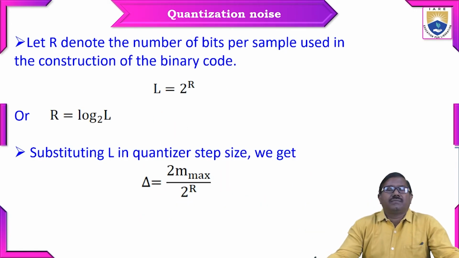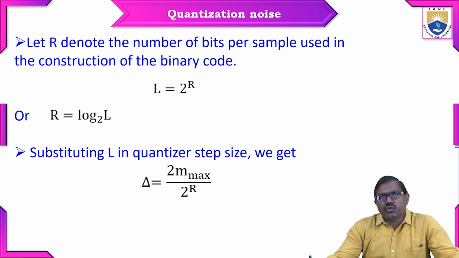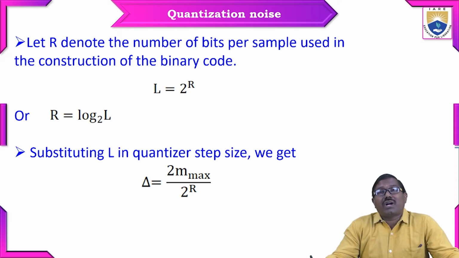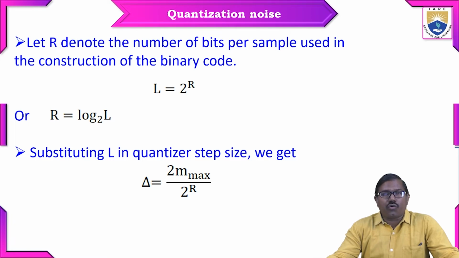Okay, and next, let R denote the number of bits per sample used in the construction of the binary code. Why? Because we know the procedure of how to convert an analog signal into digital. It is nothing but ADC, analog to digital conversion: sampler, quantizer and encoding. After quantizing we have encoding. So how many bits is my encoder going to encode? This R denotes the number of bits per sample in the binary code.